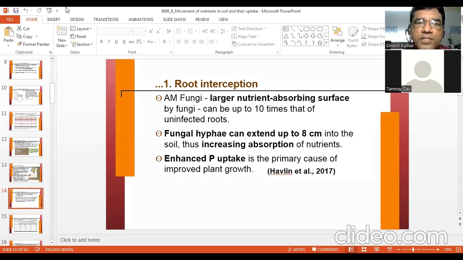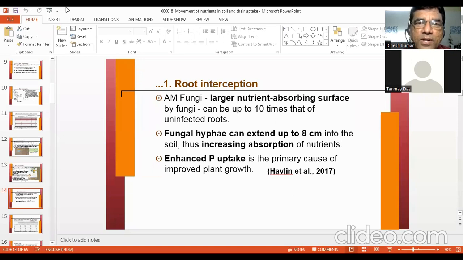Number two, these mycorrhiza can access soil volume or soil area. They can reach soil areas where roots cannot reach. So they extract the nutrients from other parts of the soil. And of course, transport of nutrients from soil into the plant cells or into the roots, that is another job.